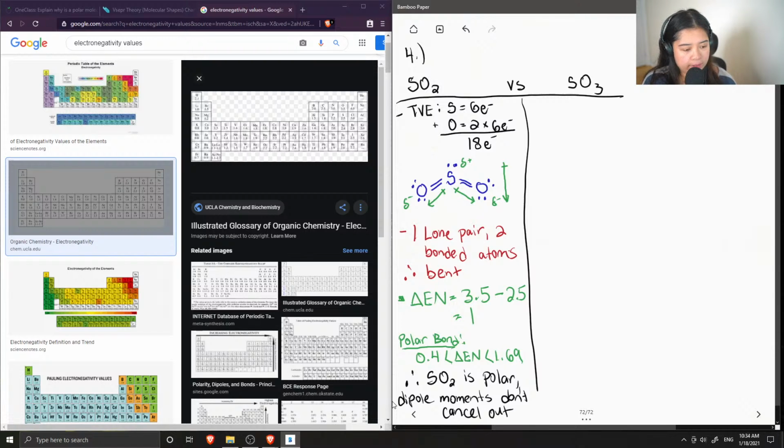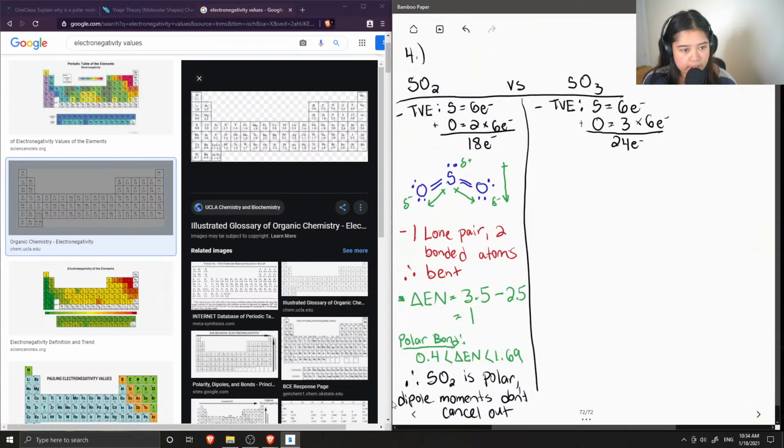Okay, so now that we did SO2, let's look at SO3. Again, we're going to find the total number of valence electrons of SO3. Sulfur has 6, and this time oxygen has 3 atoms with 6 each. So we have a total number of 24 valence electrons.